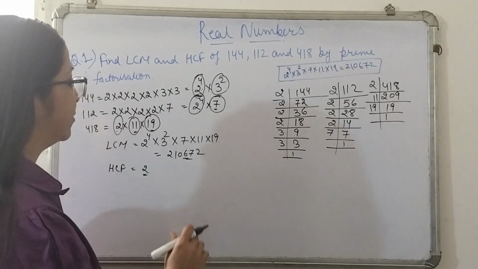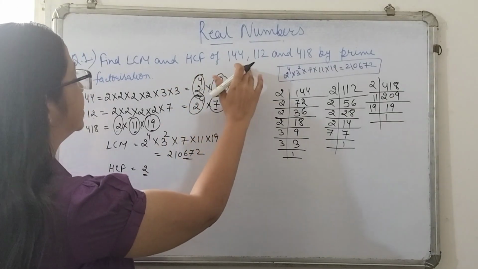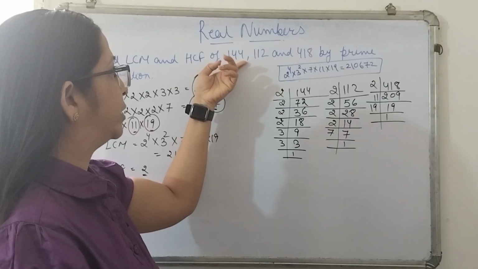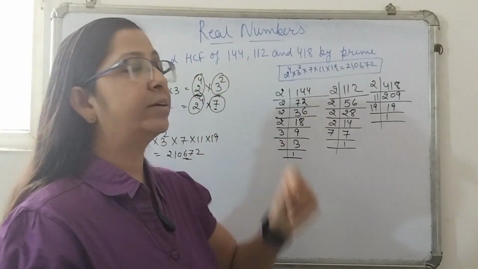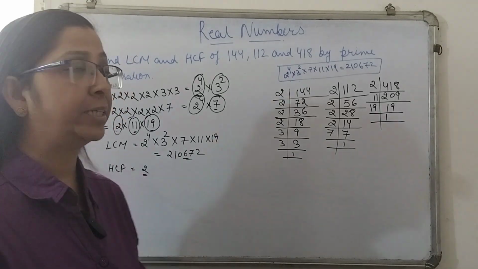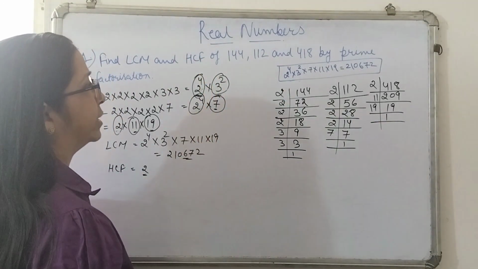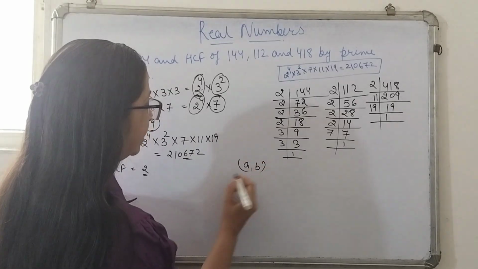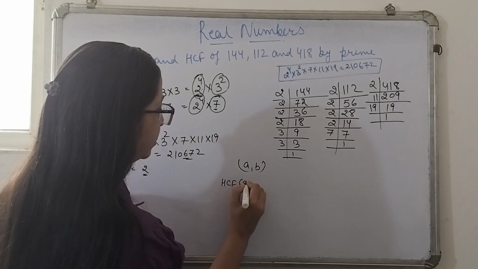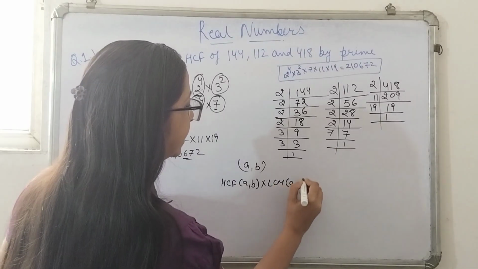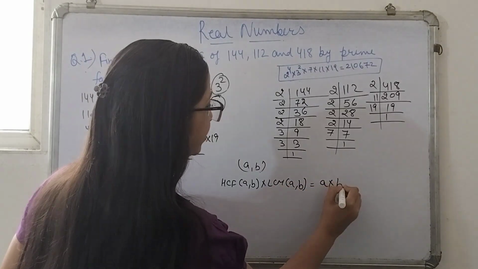One more relation exists if there are only 2 numbers. Here there were 3 numbers: 144, 112 and 418. If there are only 2 numbers, there is a relation we studied in the video on real numbers: if there are 2 numbers A and B, then the HCF of these 2 numbers multiplied by the LCM of these 2 numbers is equal to the product of the numbers.